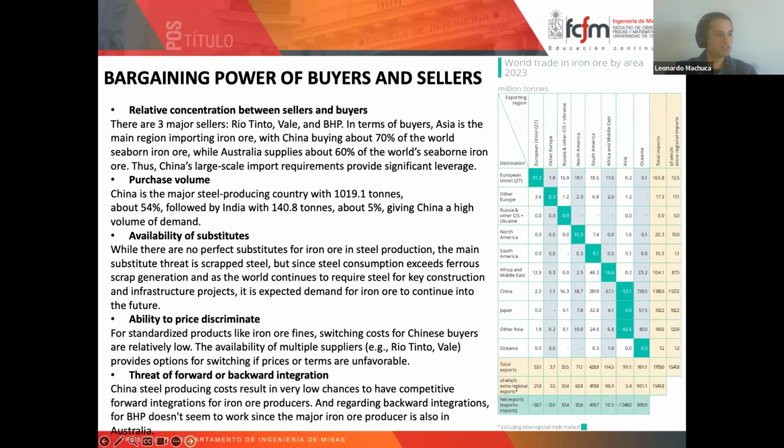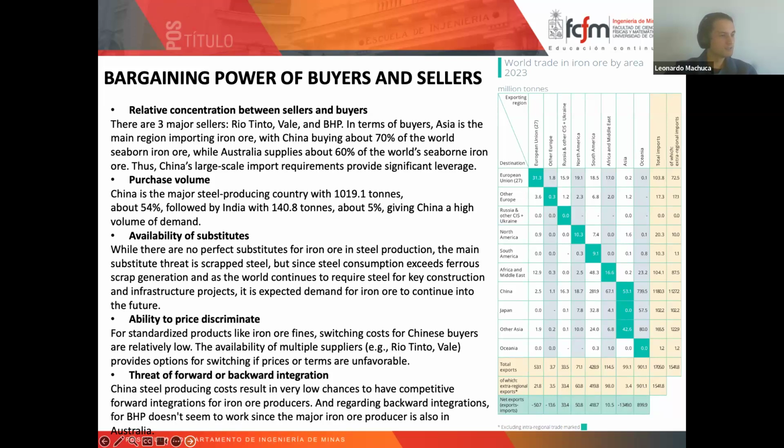China's large-scale import requirements provide a significant leverage in terms of conditions and prices. Regarding the purchase volume, China is the major steel producing country with over 1,000 tons a year, followed by India, which is way below that, about 140 tons a year, giving China a high volume of demand, which is in line with what we described about the concentration of the buyers.